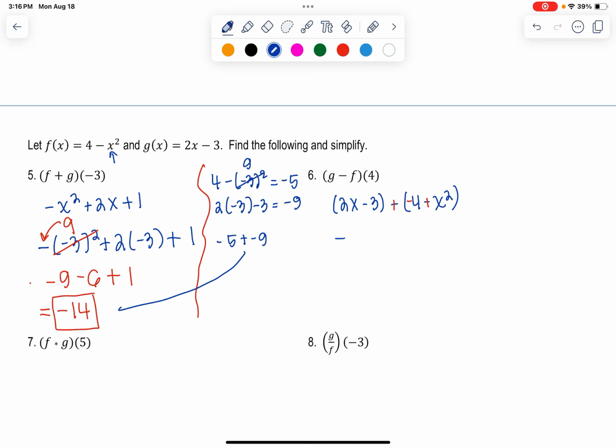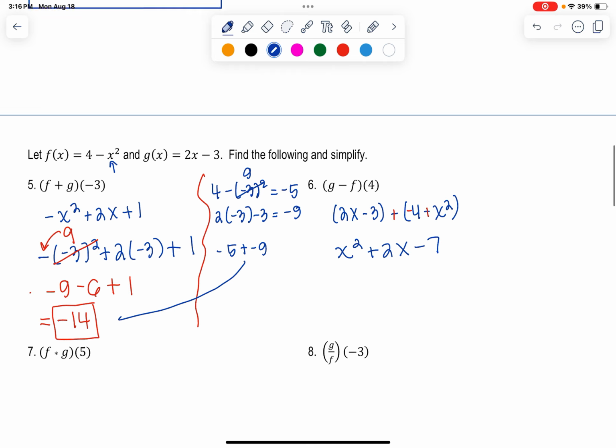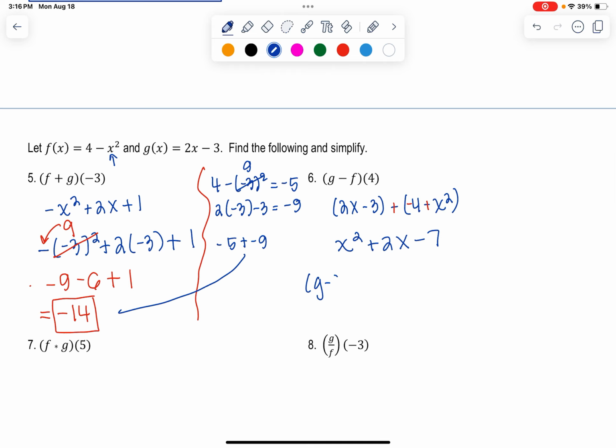So we get positive x squared plus 2x minus 7, and now I can plug in 4. So I have g minus f of 4 is plugging in 4 squared plus 2 times 4 minus 7. That's 16 plus 8 minus 7, which is 17.